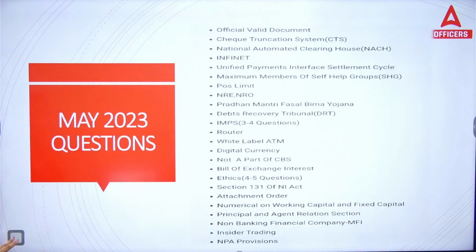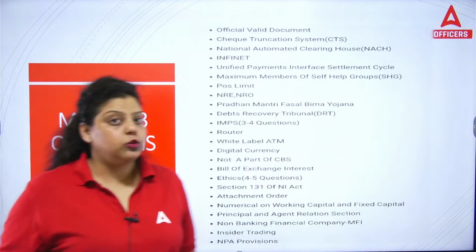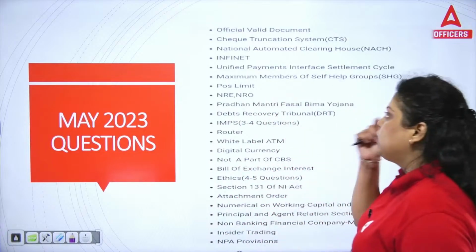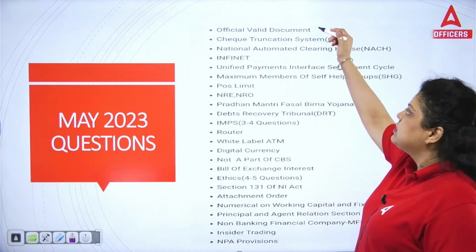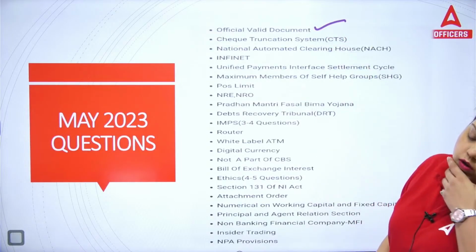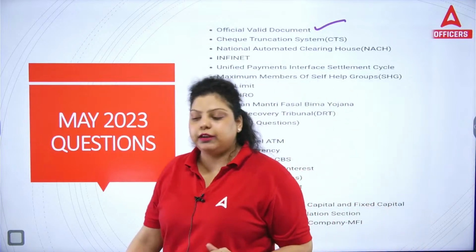Now let's talk about the questions that have been asked in the paper in May 2023. So they have asked about official valid documents. So there are 6 official valid documents. So the question was like this: which of the following is or are not a part of official valid document?